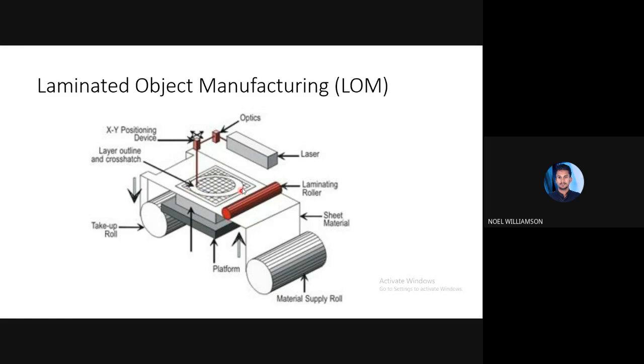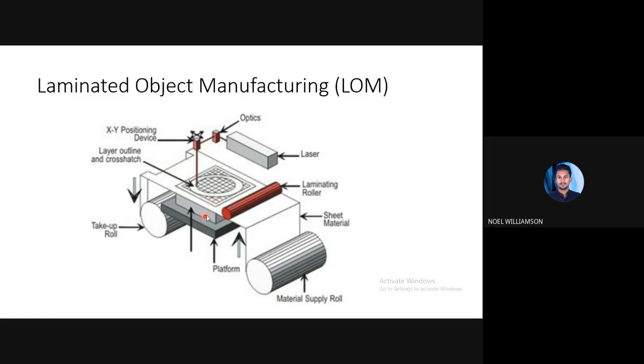The portion to be removed is cross hatched. Then the laminated heated roller will be moved over that, so it will press the layer. At the same time, the platform is moved upward to give the pressure to the roller. So the initial layer will be set up.